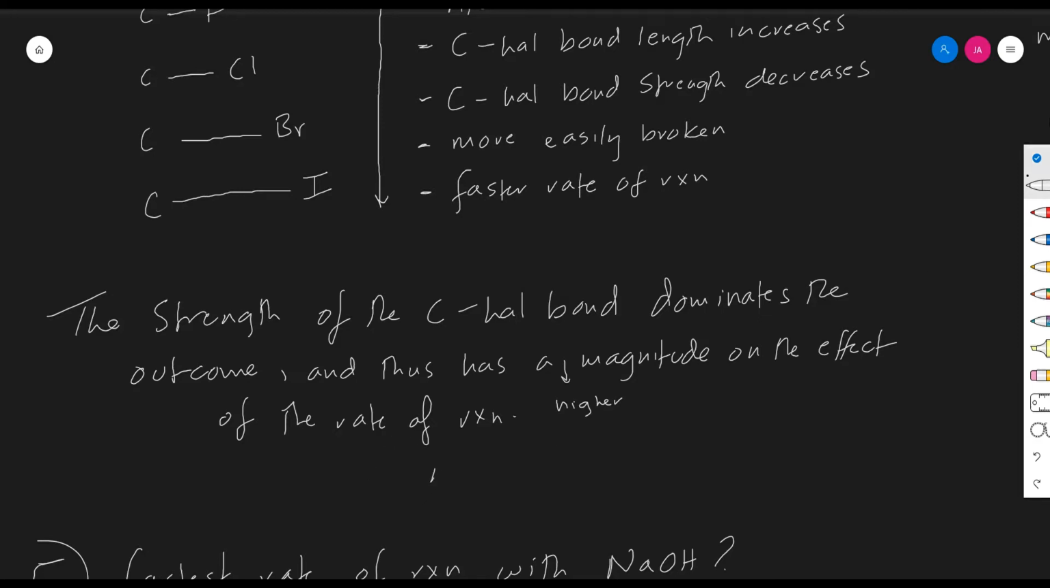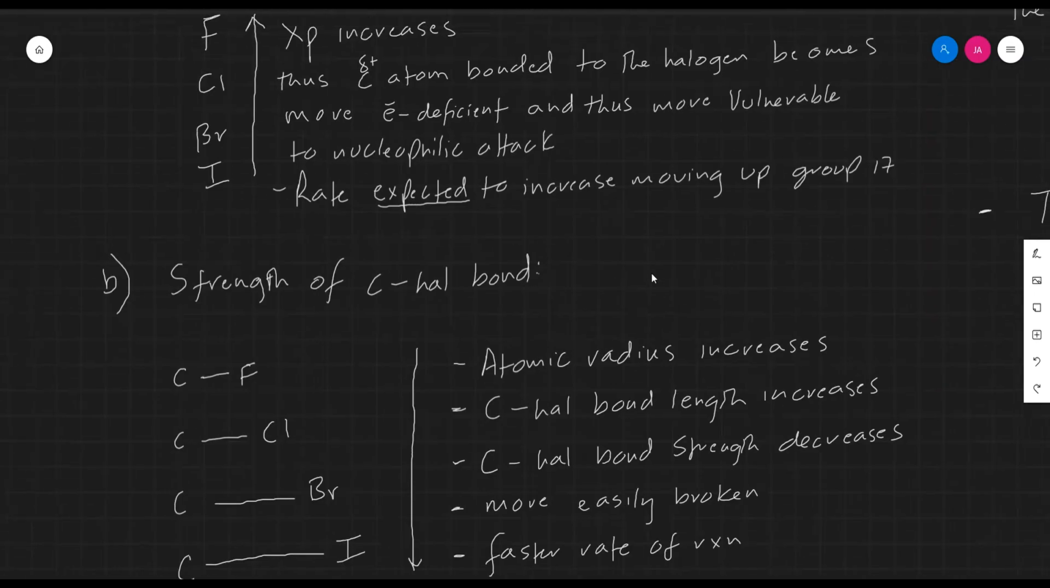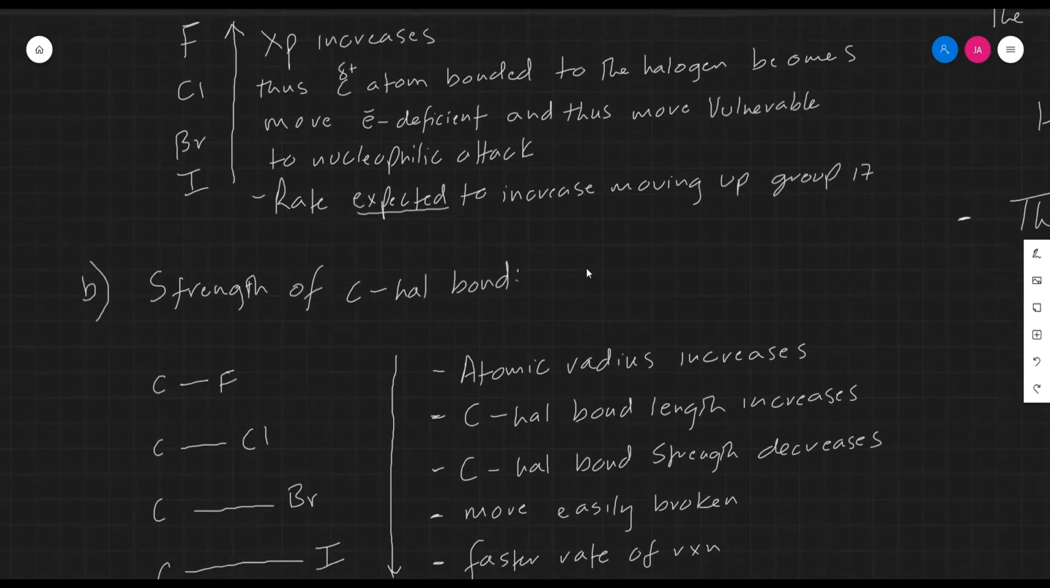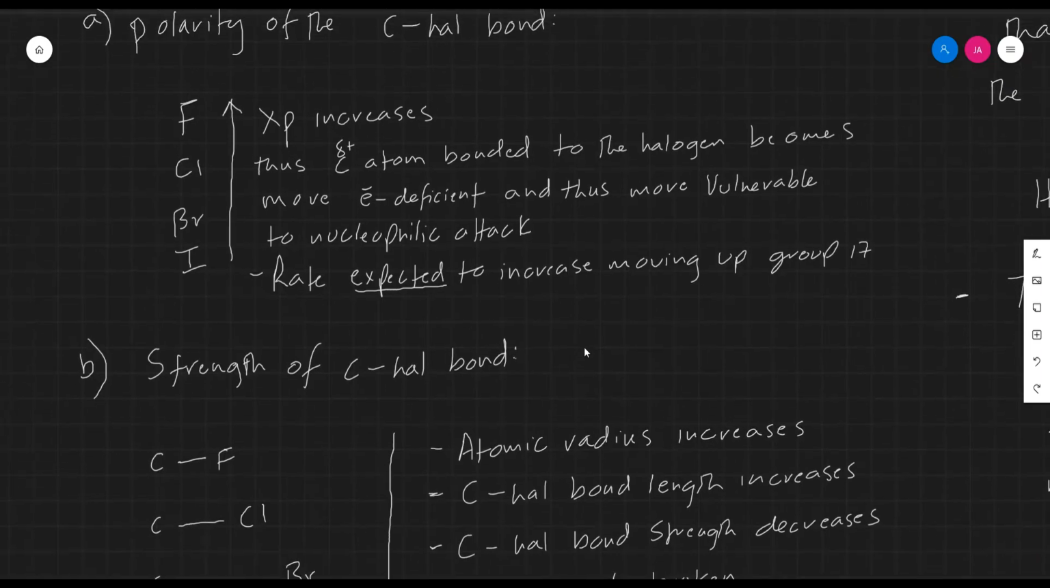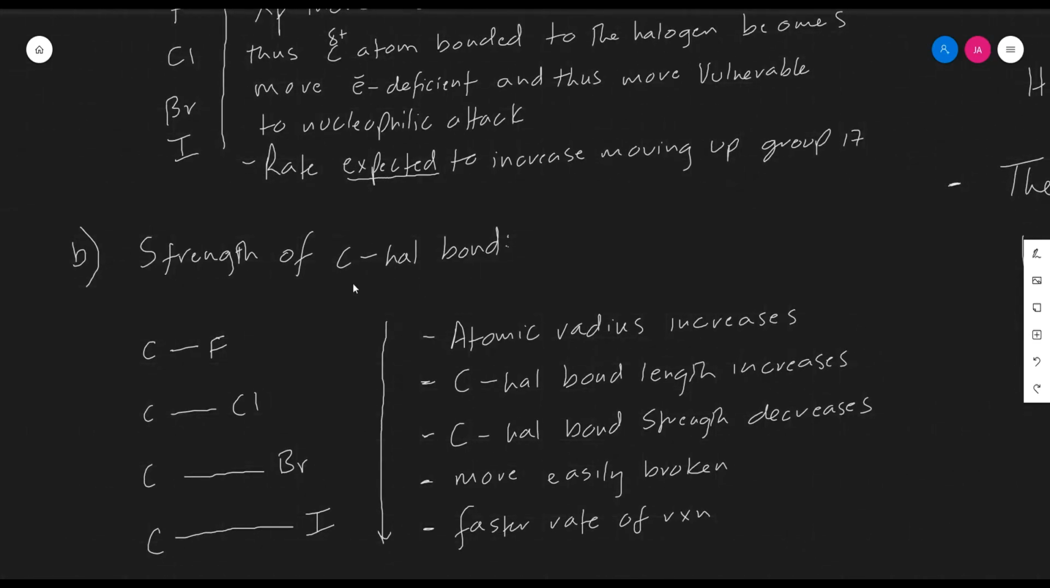Thus, in an exam, if you were to answer a question regarding the identity of the halogen, you should discuss it in terms of the strength of the carbon-halogen bond and not the electronegativities. Since both of these contradict one another, for the polarity of the carbon-halogen bond, as we move up group 17, the rate of nucleophilic substitution reaction increases. On the other hand, if you consider the carbon-halogen bond strength, as you move down the group, the rate of reaction increases, but this factor dominates over the rate of reaction.